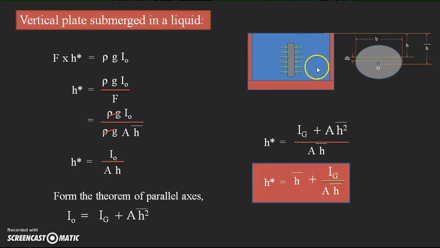This is the equation for finding the location of the center of pressure from the free surface. You need to remember that h bar is the center of gravity distance from the free surface. So always h star lies below the center of gravity, which you have to remember.